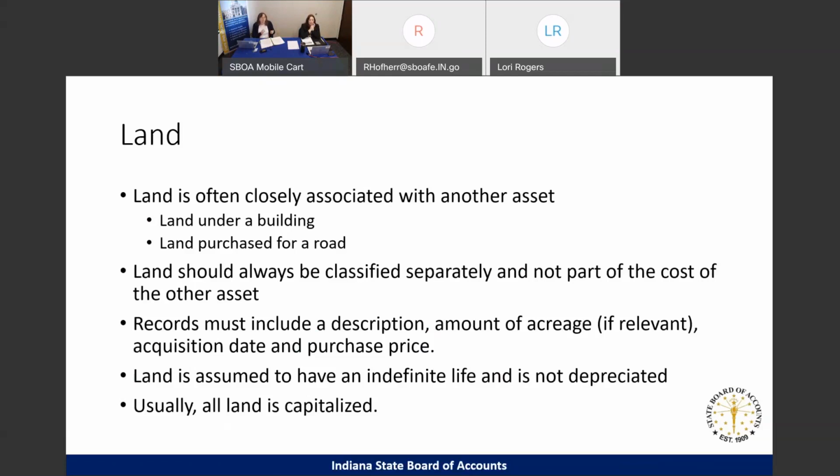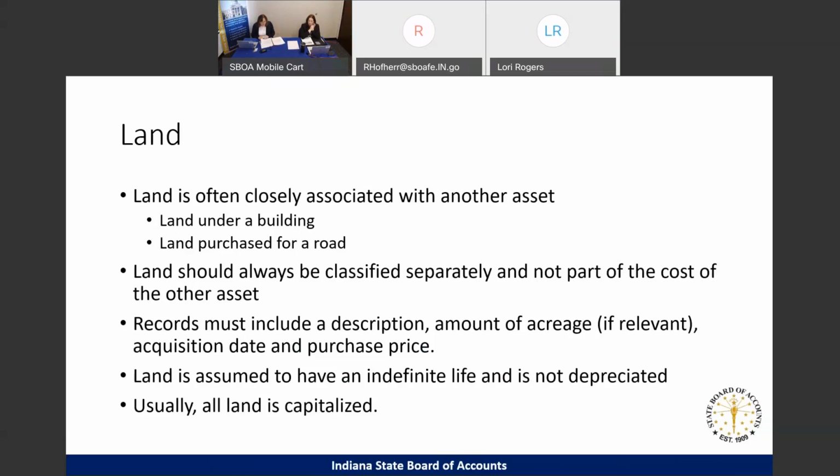So land is always shown separate from the other assets. So if you have a courthouse on your capital asset schedule, you're going to have an amount for land, and you're going to have an amount for buildings separate. They're not going to be combined into one. The location and the amount of land, as well as the date acquired and the purchase price, should be included in the capital asset record. So if land is donated, then you're going to use the fair market value at the time of donation.